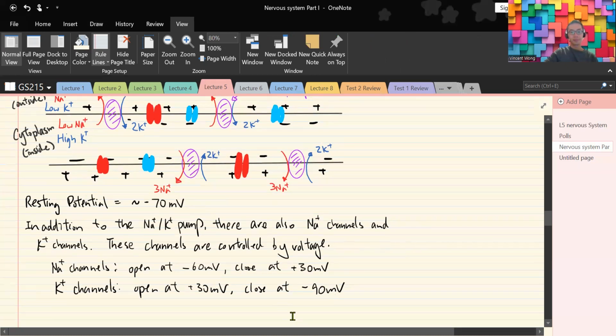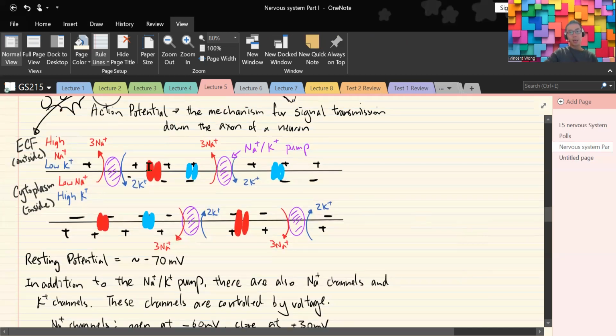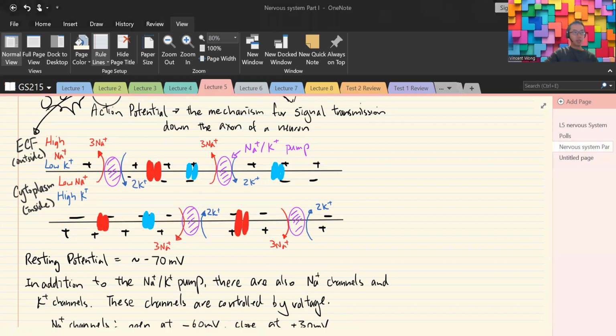So, what's going to be happening? Well, let's think about this. We have high sodium on the outside and low sodium on the inside. When given the chance, do you expect the sodium to come in or go out? Let's do a poll on this one, just to see if you guys are with me. When you open the sodium channels, do you think the sodium is going to come in or go out? If you think it's going to come in, please choose A. If you think it's going to go out, please choose B.